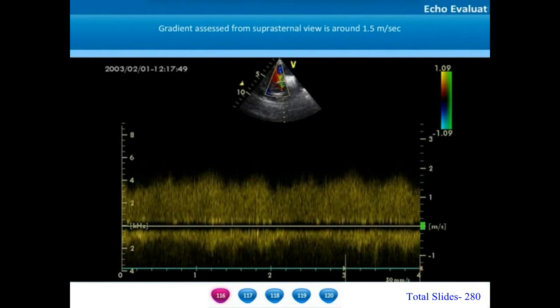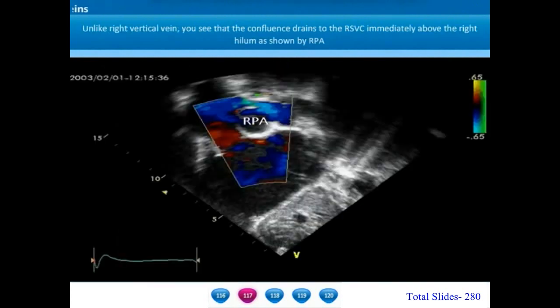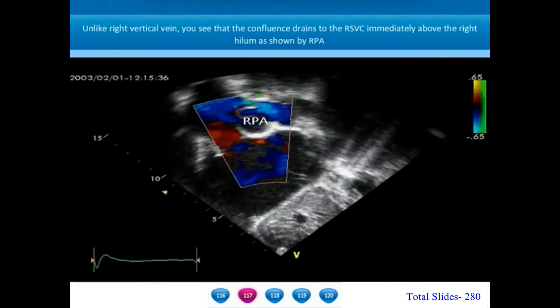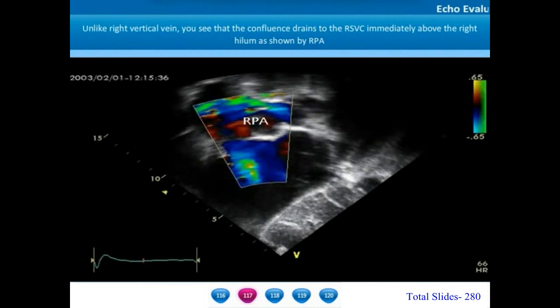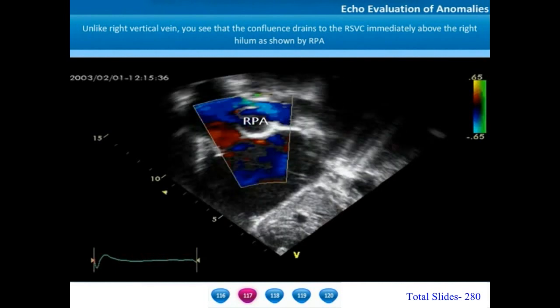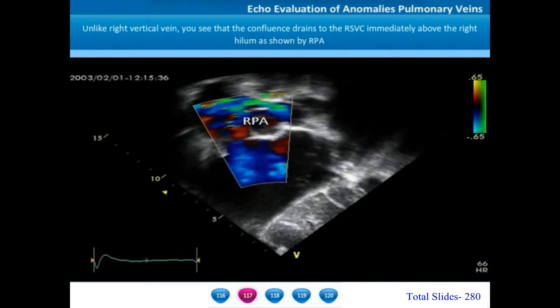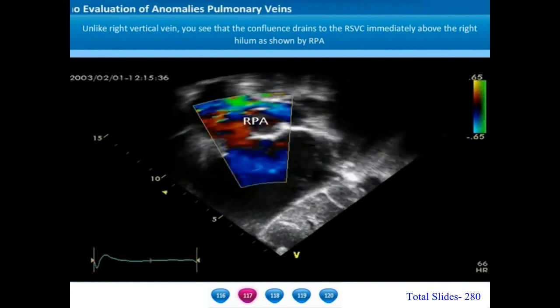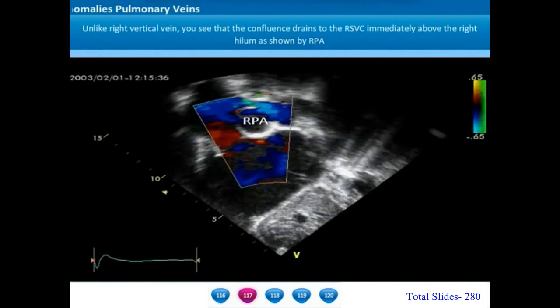A spectral Doppler interrogation of the anastomosis of the azygos into the right superior vena cava indicates that there is an obstruction of the right azygos vein. Unlike the right vertical vein type of TAPVC, here you find that the drainage into the right superior vena cava is immediately above the right hilum of the lung. The course of this azygos vein is immediately above the right pulmonary artery and the right bronchus.